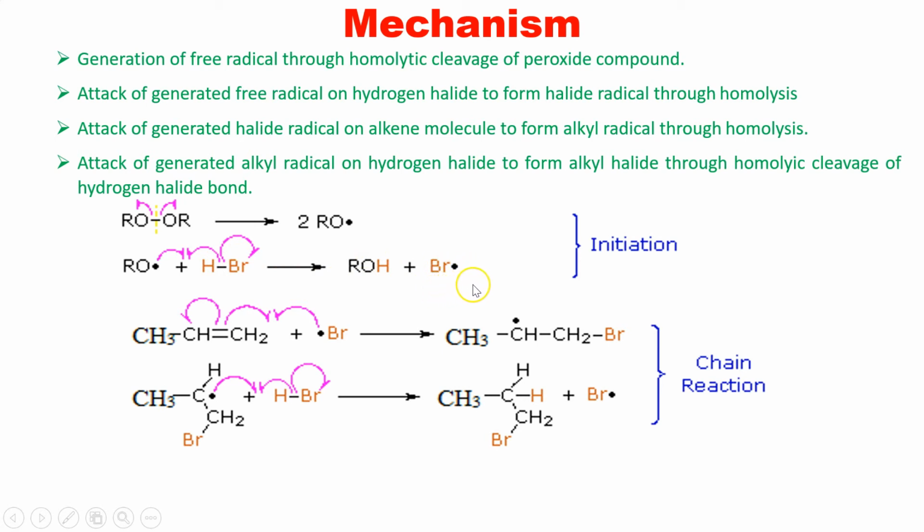And this free radical of the halide will now cleave the alkene. Alkene is our substrate. So that alkene will break the pi bond between the alkene carbons, and the CH2 will combine with the Br radical, and we will get the middle carbon, which is now a free radical carbon. And in the next step again HBr will be added, and HBr will be again homolytically cleaved, and the hydrogen will get attached to a carbon, right? Hydrogen will get attached to a carbon.